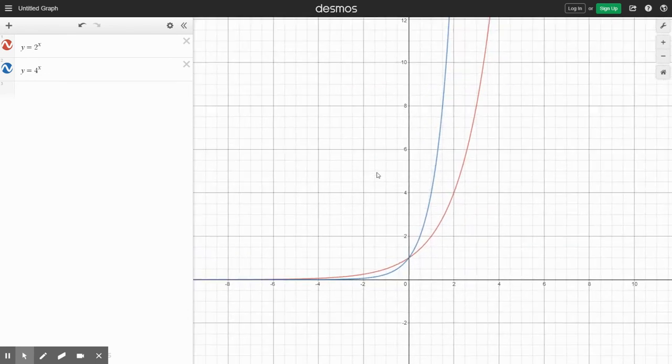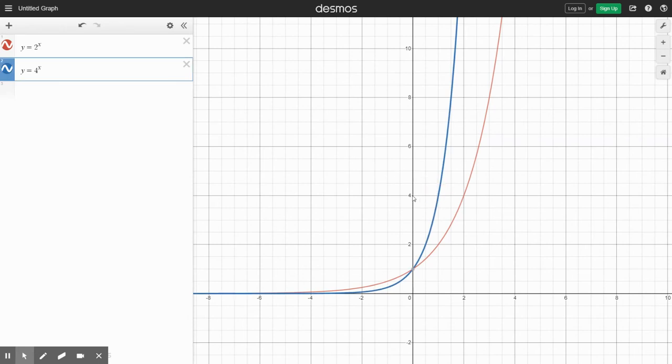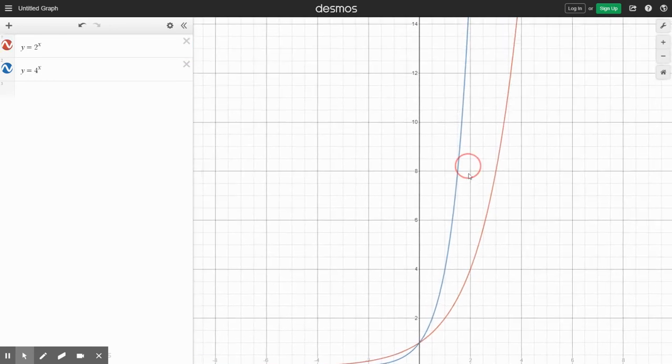What is one way to notice this? In the blue function, to get to the value of 4, I'm exactly at x equals 1. For the red function to be at the value of 4, I'm actually at x equals 2. So for the blue function, it only takes one value of x to get to 4, whereas for the red function, it takes 2. That's one way for us to visualize when a function is increasing faster than the other. Let's take another point.